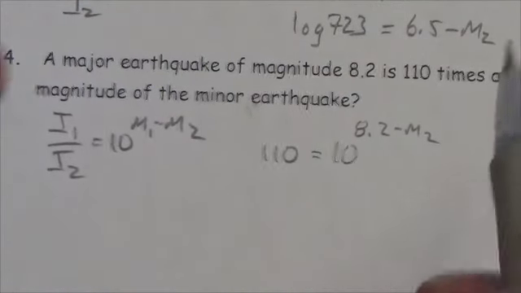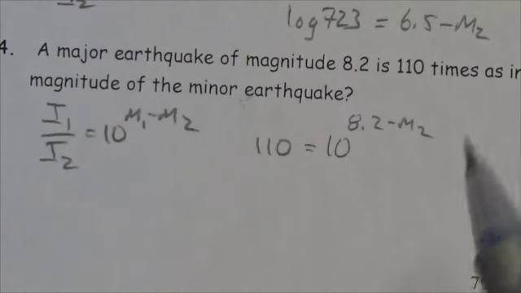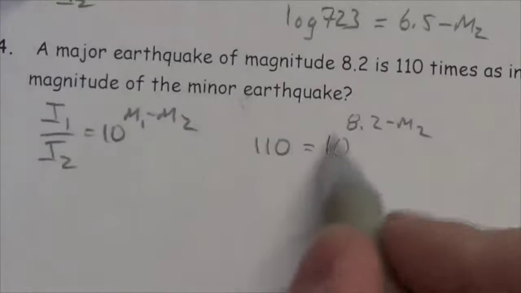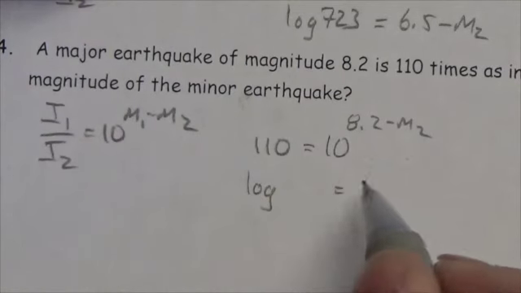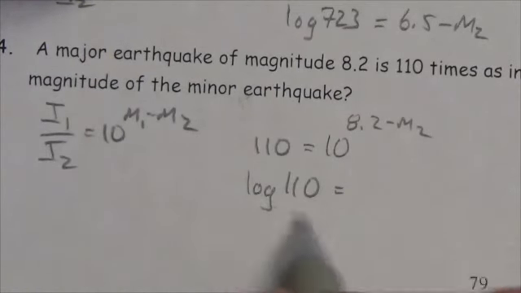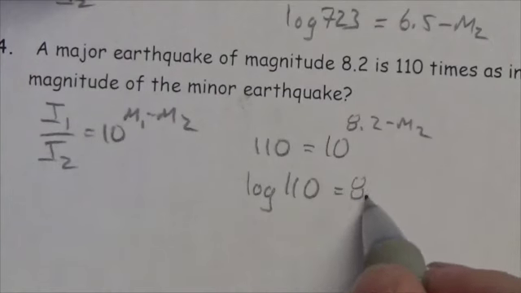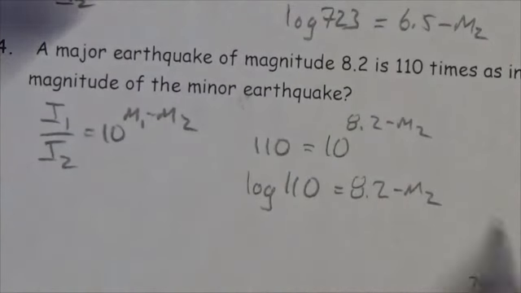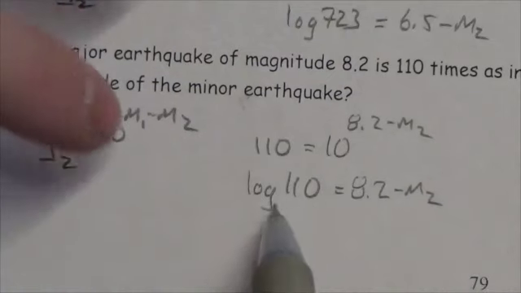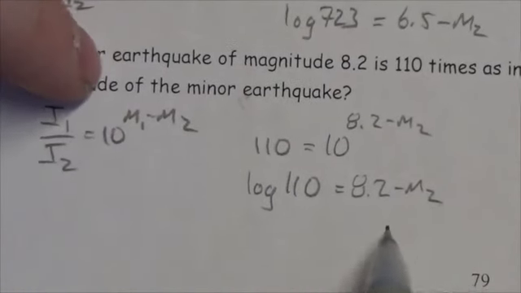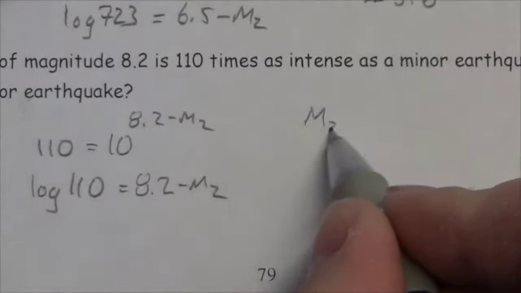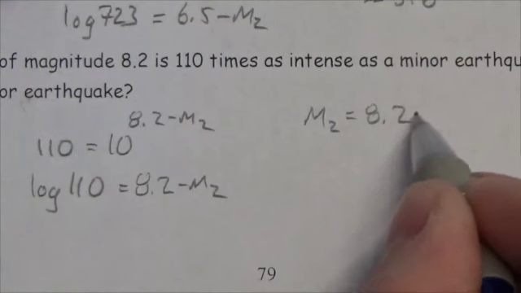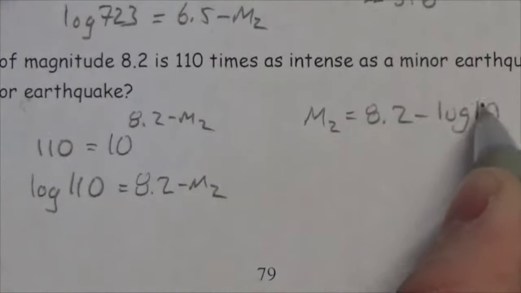And like we did before, because this is set up beautifully for it, we're going to convert this to the log form. This is a base 10 here, so we're going to use the common log. So this will be log base 10 of 110, and then remember the logarithm is equal to the exponent, so 8.2 minus m2. It doesn't matter that there's a binomial in the exponent, the logarithm is equal to the exponent. So now I'll bring the magnitude over, bring the log 110 over. So that magnitude of the second quake will be 8.2 minus the log, whoops, of 110.